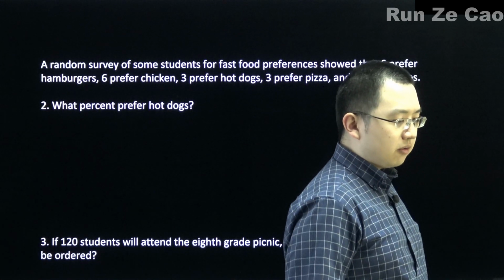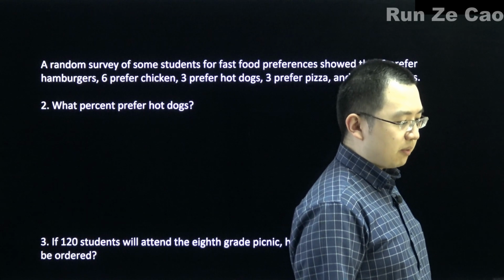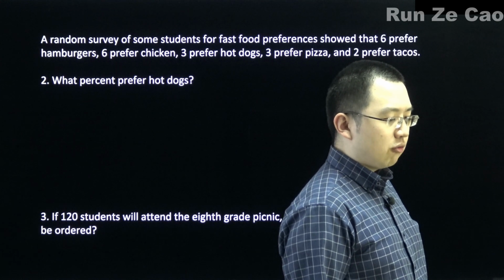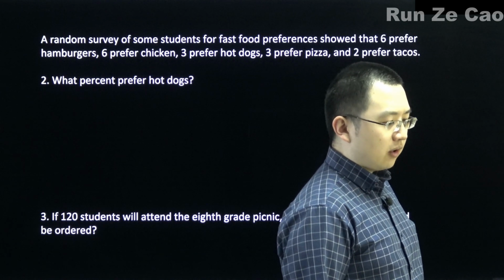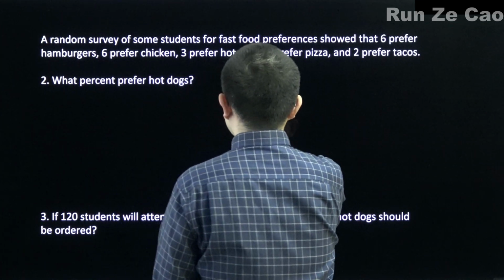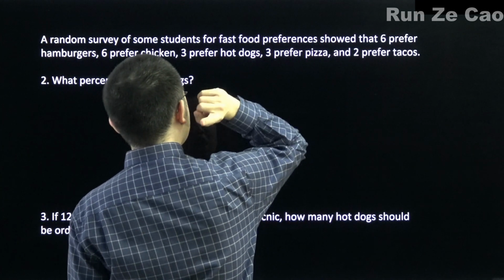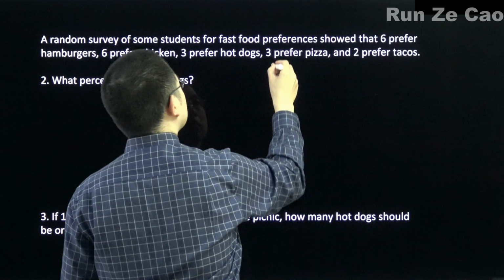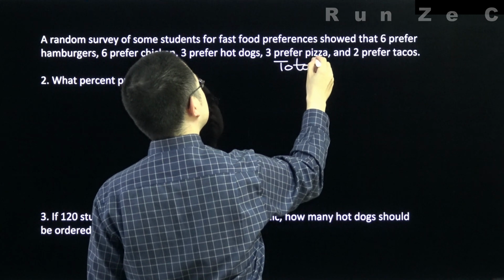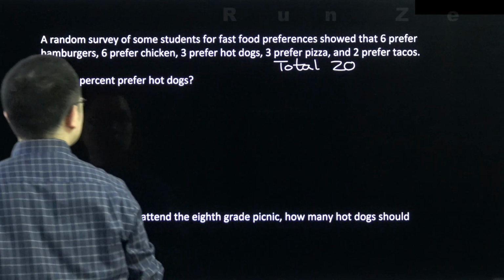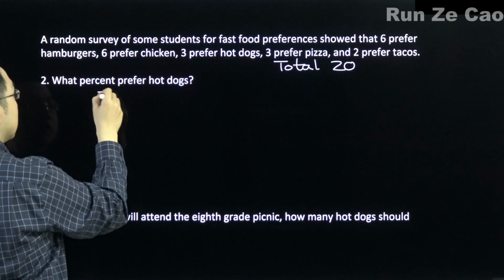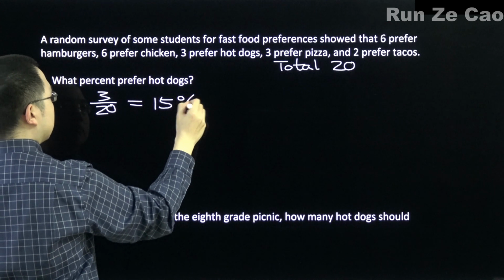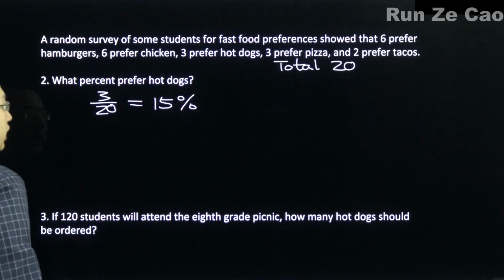A random survey of some students for fast food preferences showed that 6 prefer hamburgers, 6 prefer chicken, 3 prefer hot dogs, 3 prefer pizza, and 2 prefer tacos. What percent prefer hot dogs? Well, the total is how much? Oh, 3 plus 3 plus 2, which is 8, plus 6 plus 6, so plus 12. Total 20. So, 3 over 20 is equal to 15% preferring hot dogs.